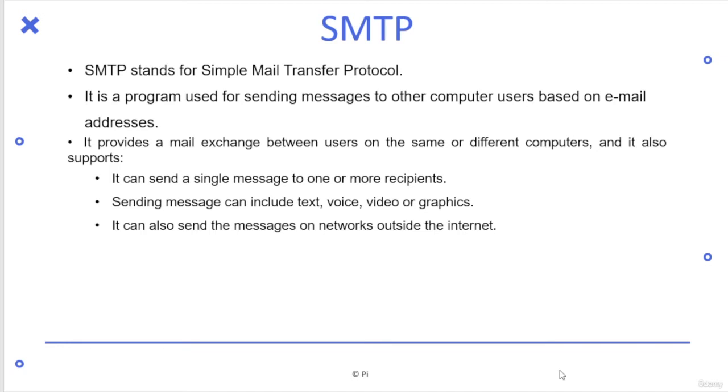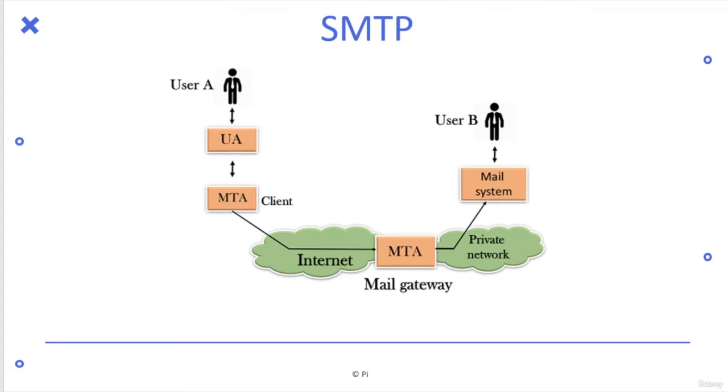It can also send messages to networks outside of the internet. If we consider here the internet as a LAN, local area network, instead of staying on the local area network, you can send to other people also. So this is just a short diagram here. User A and user B are both using mailing systems. This is user A's mailing system, and the MTA is just the mail client.